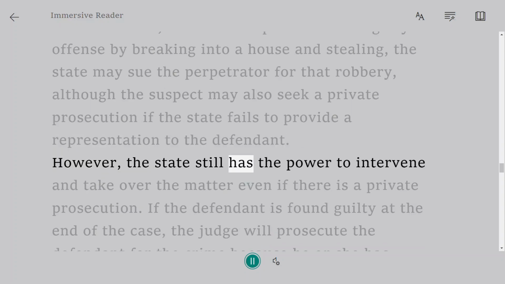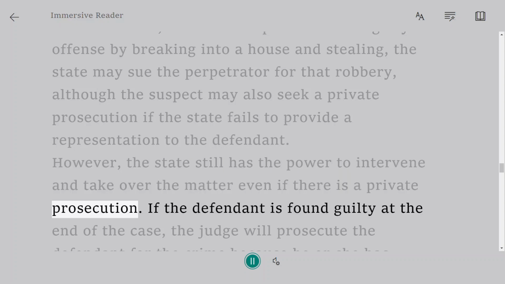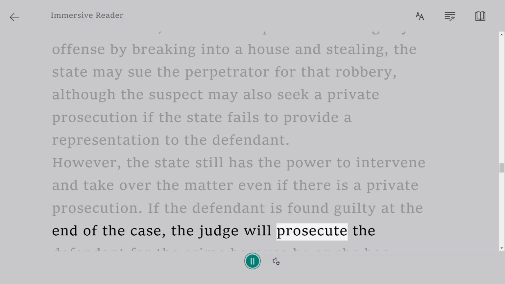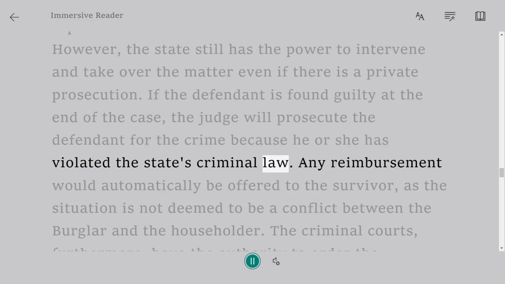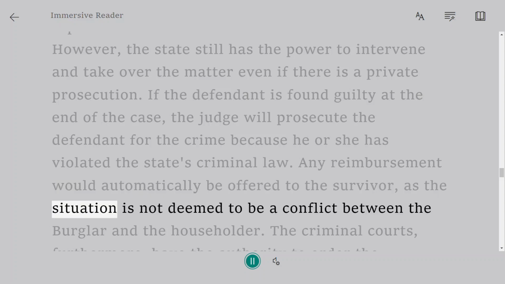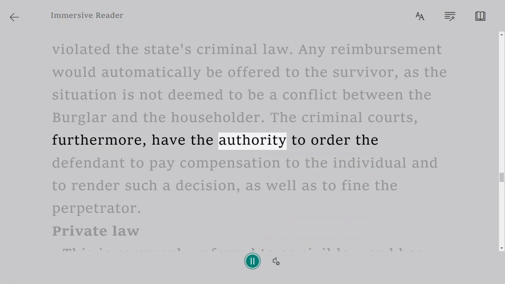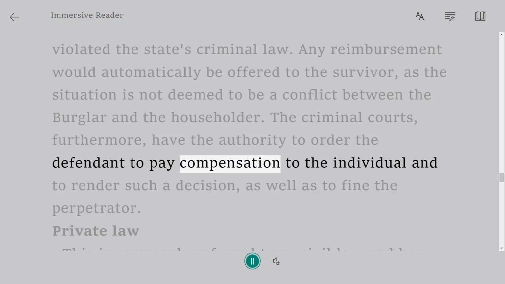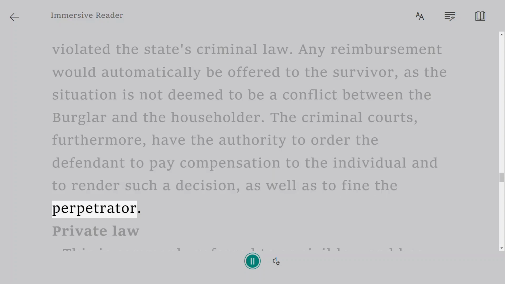However, the state still has the power to intervene and take over the matter even if there is a private prosecution. If the defendant is found guilty at the end of the case, the judge will prosecute the defendant for the crime because he or she has violated the state's criminal law. Any reimbursement would automatically be offered to the survivor, as the situation is not deemed to be a conflict between the burglar and the householder. The criminal courts, furthermore, have the authority to order the defendant to pay compensation to the individual and to render such a decision, as well as to fine the perpetrator.